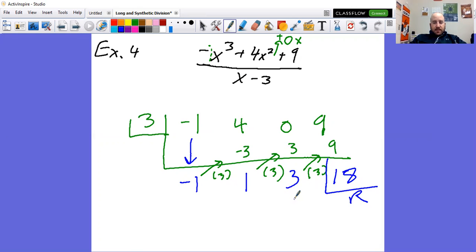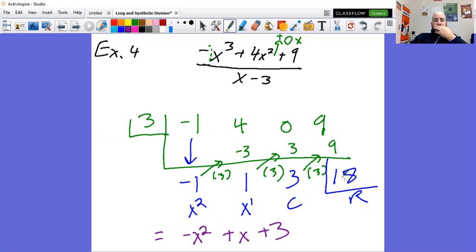I would still do the same thing for this last step. This is my constant. This represents x to the first. This represents x squared. So I've got -1 x squared, so I'll just write it as negative x squared, plus 1x, which is plus x, plus 3.